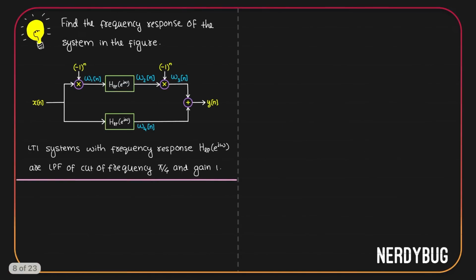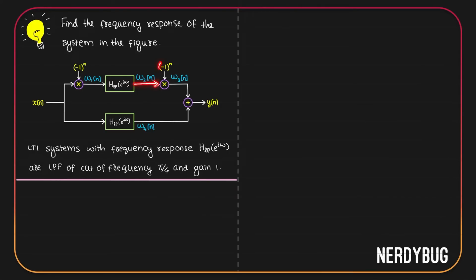Let us solve another problem. We have to find the frequency response of the system given in the figure. Our input is x of n. It is multiplied by minus 1 to the power n, and the output is w1 of n. w1 of n is the input of a low pass filter whose frequency response is HLP of e raised to j omega. The output of the low pass filter is w2 of n.